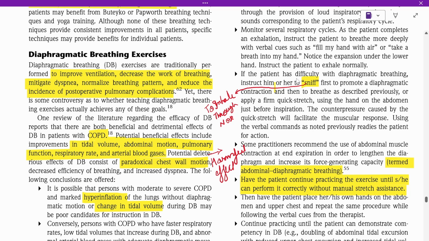If the patient has difficulty with diaphragmatic breathing, instruct him or her to sniff, means to inhale through the nose, first to promote a diaphragmatic contraction and then breathe as described previously, or apply a firm quick stretch using the hands on the abdomen. A stretch is applied just before inspiration.